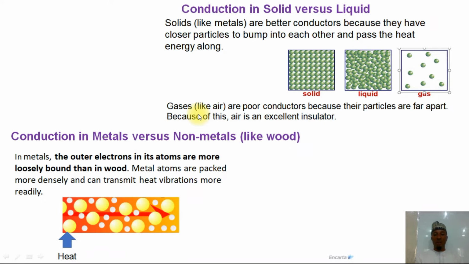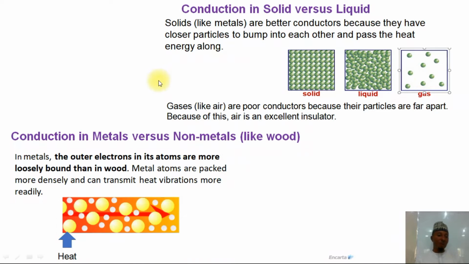Now, conduction in solid versus liquid. Which of these states of matter do you think will conduct heat more than the others? Of course, solid. Solid consists of particles that are tightly packed so they can pass their vibration along easily, compared to liquid or gas. So here in this case, gases are the worst. They are poor conductors because their particles are far from each other. So when one vibrates, it is difficult to pass the vibration to the adjacent particle.